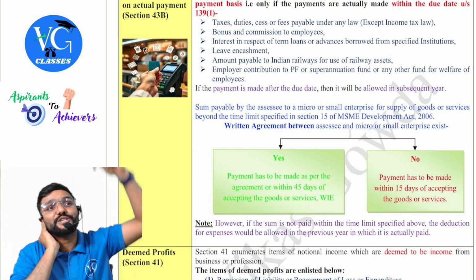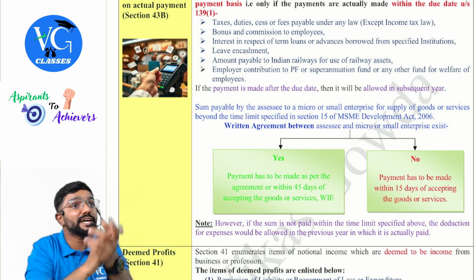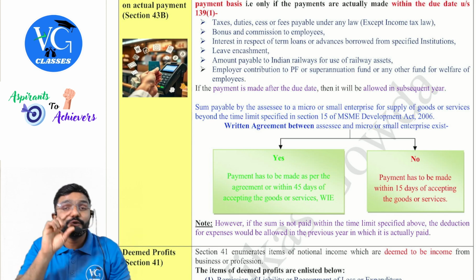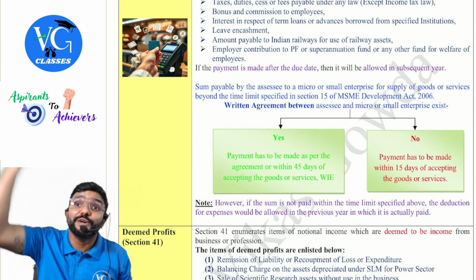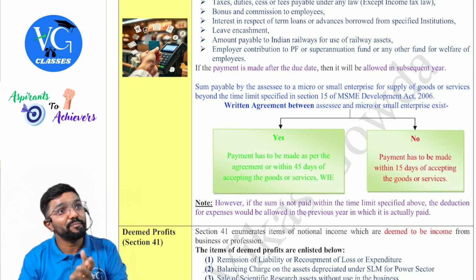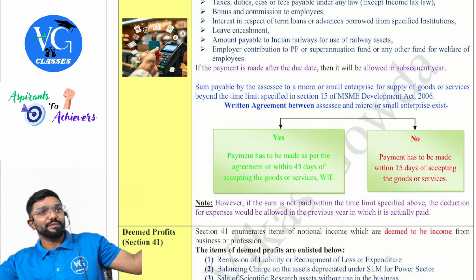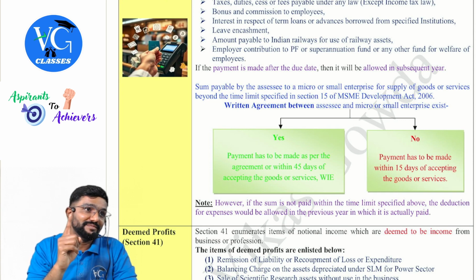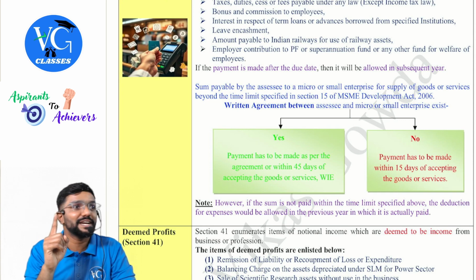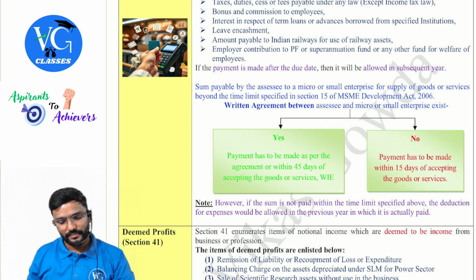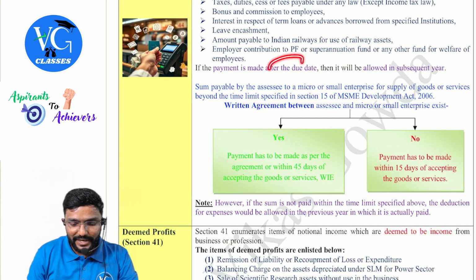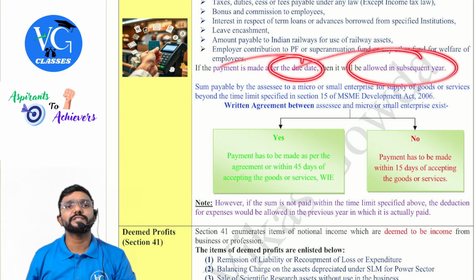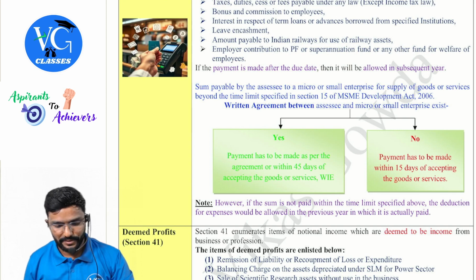Whereas for employer contribution, section 36 also says the fund should be approved, recognized. Here they are telling you should deposit it within the due date of filing the returns. For employers' money, they are giving extra time, whereas for employees' money, don't play around with it. Deposit it as early as possible. If payment is made after the due date, then the deduction will be allowed in the subsequent year.